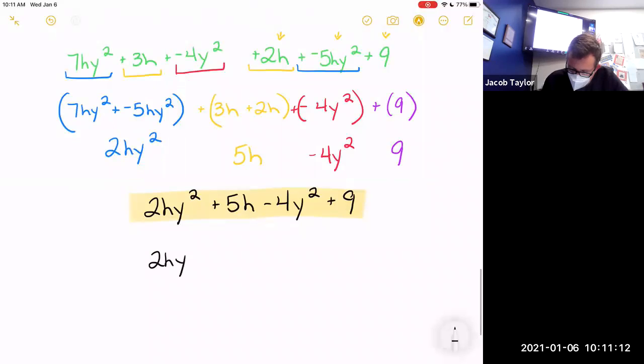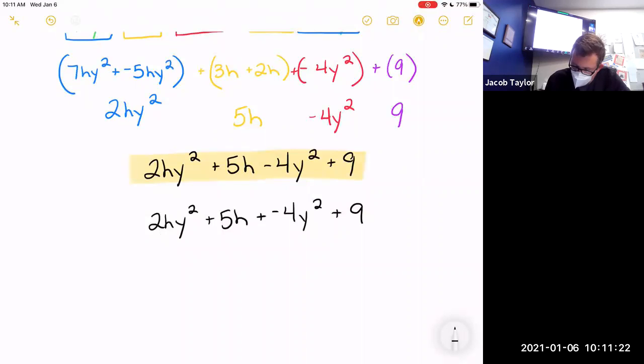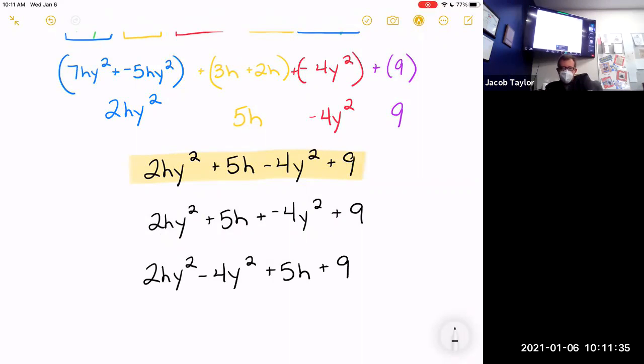It's also perfectly acceptable to write the answer like this. Or if you really wanted to be a weirdo, you could write it in descending order based on y's instead of x's. It'd be hard to write that in the order of x's. You're right, h's.